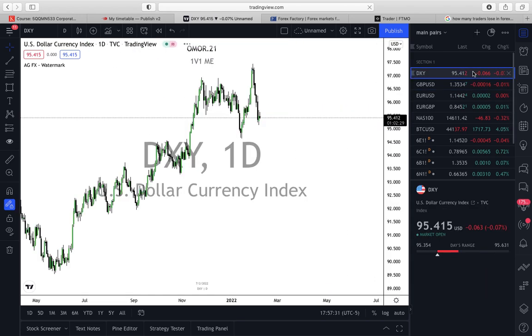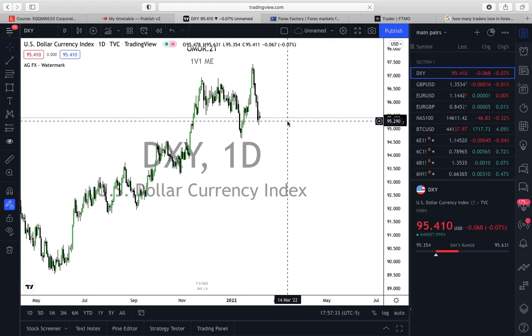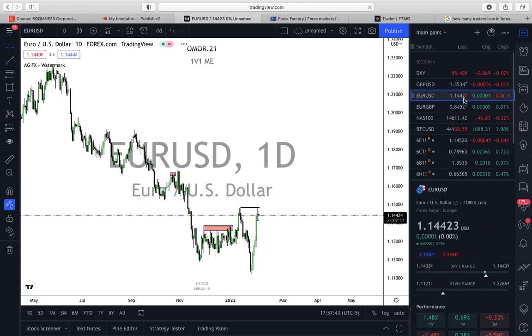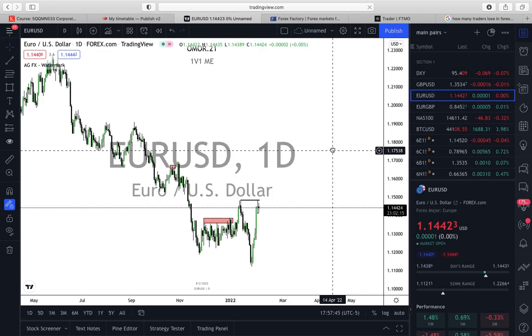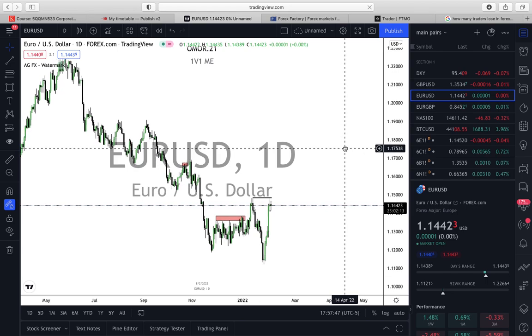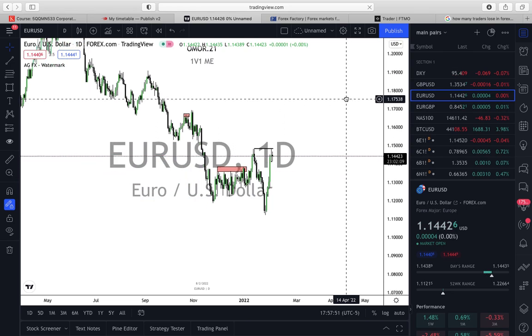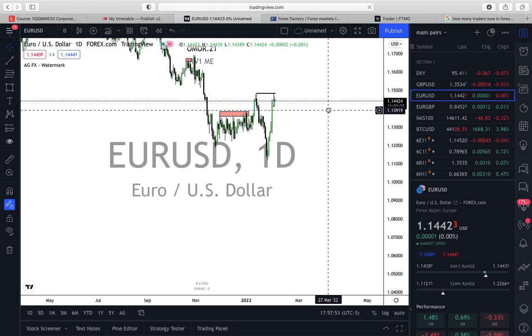The DXY is the basis of my analysis. I do all of my analysis on the DXY because that tells me where the dollar is going. If I know where the dollar is going, I know where Euro USD is going, because it's paired against the dollar. That's how you know, and that should help with your directional bias.